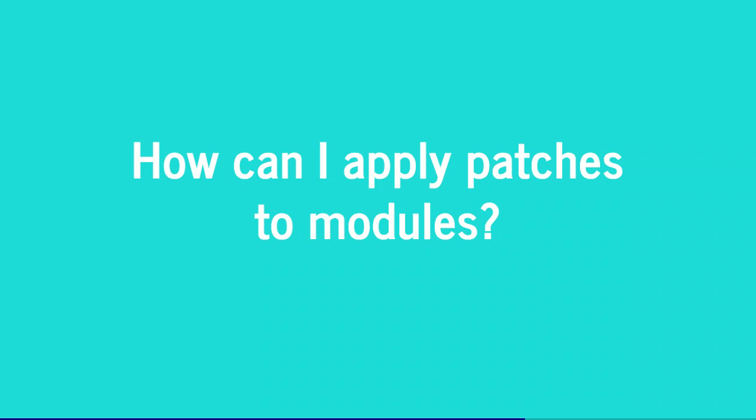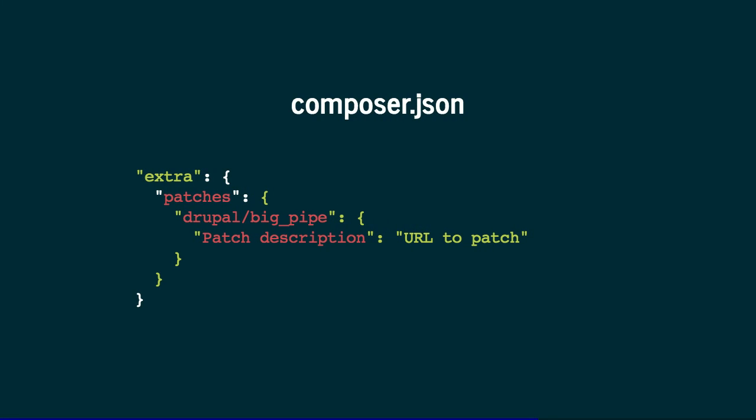How can I apply patches? This kind of started looking like Drush make, isn't it? Well, there's a composer plugin for that. There is a section within extras again, called patches. The only thing I need to do is set the package name, in this case again, Drupal big pipe, and set a description and then the URL to the patch. I can point this to something like drupal.org/project/ and then the patch file, right?